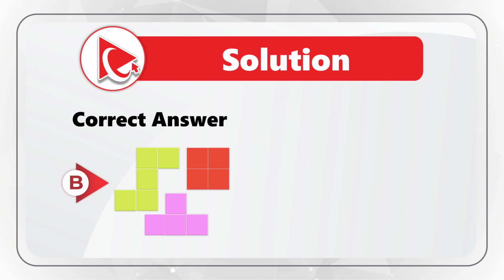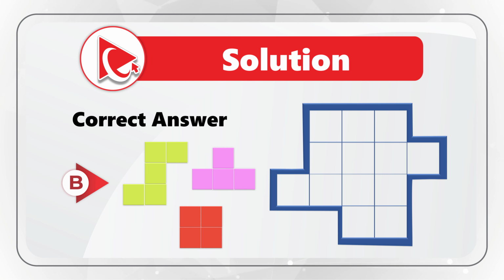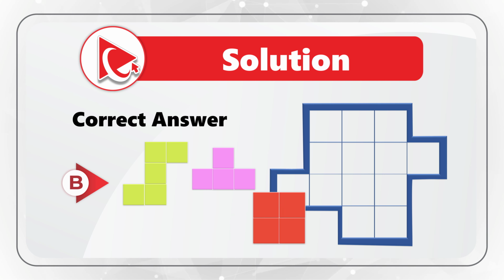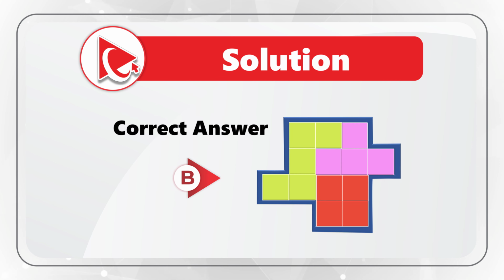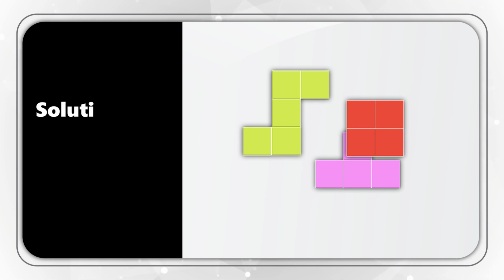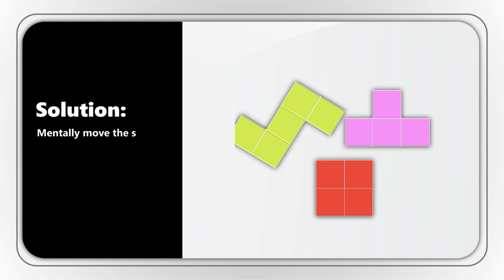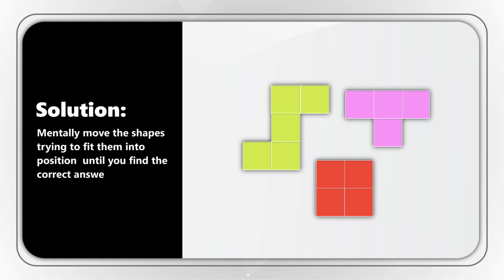I believe the correct answer here is choice B, and let me explain why. If we rearrange shapes in the answer and try to fit them in one by one, we get the perfect fit. Let's fit the first shape, second shape, and then the 3rd shape. Do you see how it fits perfectly? Obviously, the trick is to mentally move the shapes, trying to fit them into position until you find the correct answer. And it's hard to do it during the test.